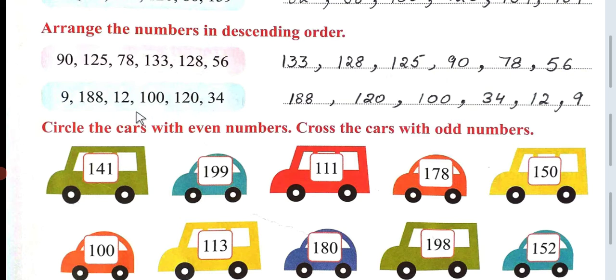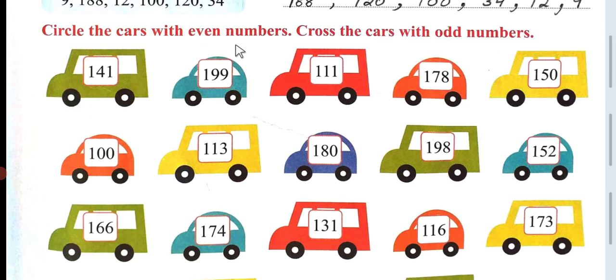Here also you see which is the biggest number. You can see 188. Correct, student. And another number 100. Very good. And before that 120 comes. So 100 is smaller than 120. So you write 120. After 188 you write 120. Then 100. Then 34. Then 12. And then 9.